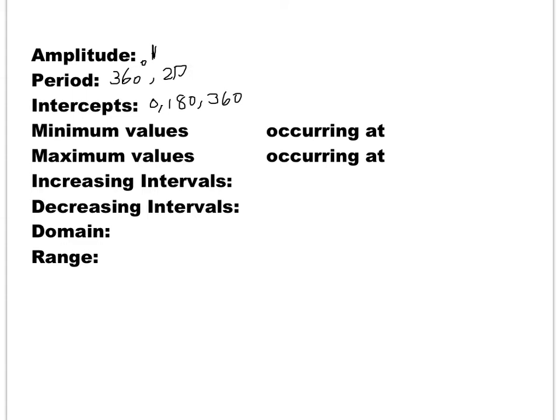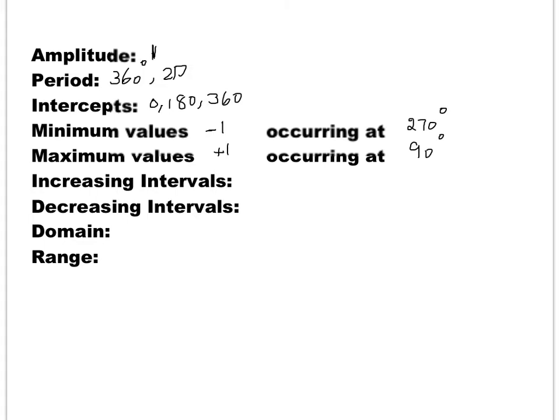The minimum value is -1. For that one period that we drew, the minimum value was -1, and it occurs at 270 degrees. The maximum value is +1, and it occurs at x is equal to 90 degrees.